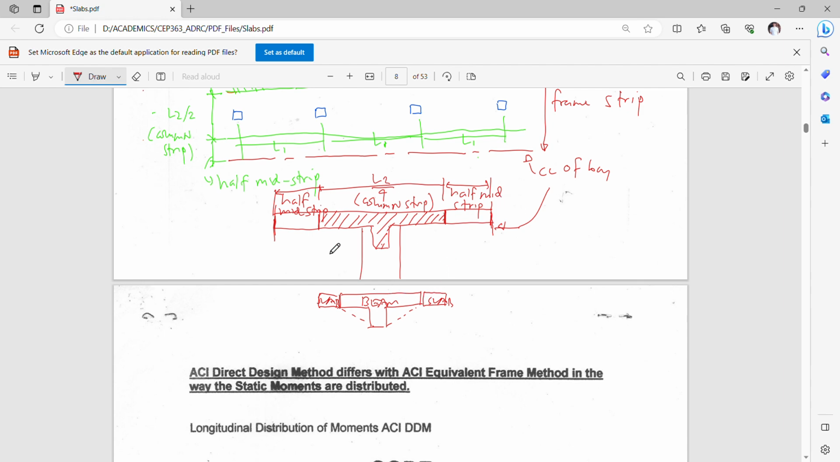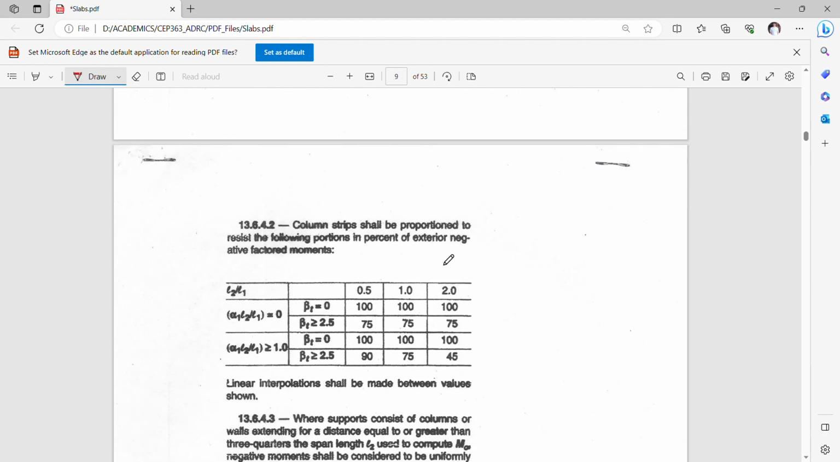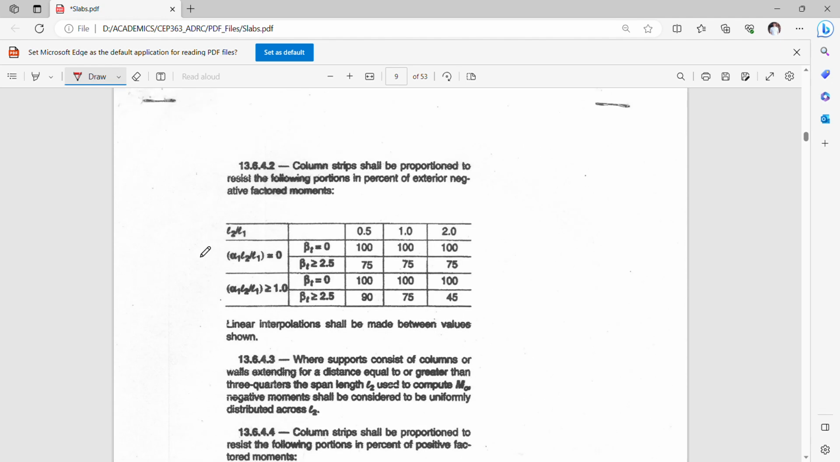This is now the total static moment here. From this, we have Mo. We will now collect a portion of this Mo to the column strip, and whatever remains will be given to both half middle strips. So this is now the use of this table here.